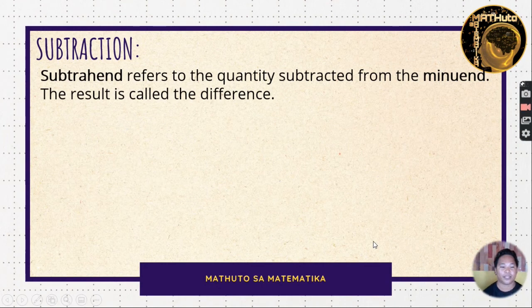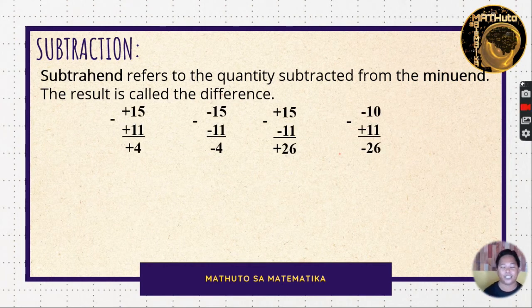For subtraction, the subtrahend refers to the quantity subtracted from the minuend. The result is called the difference. In this case, positive 15 is our minuend. So we have positive 15 minus positive 11, we have positive 4.